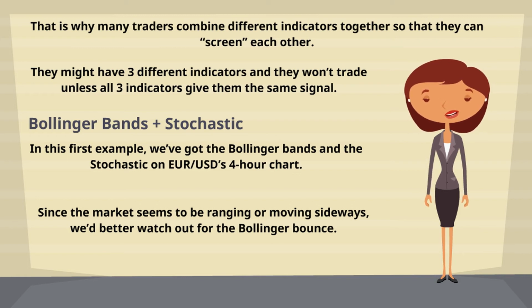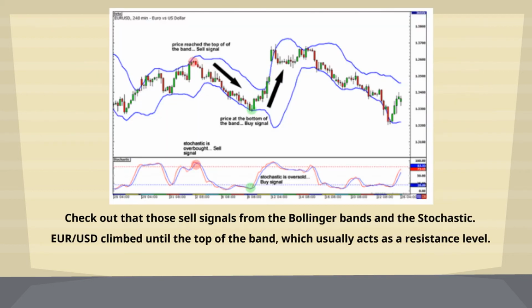Bollinger Bands plus Stochastic. In this first example, we've got the Bollinger Bands and the Stochastic on Euro to US dollar 4-hour chart. Since the market seems to be ranging or moving sideways, we'd better watch out for the Bollinger Bands. Check out those sell signals from the Bollinger Bands and the Stochastic.